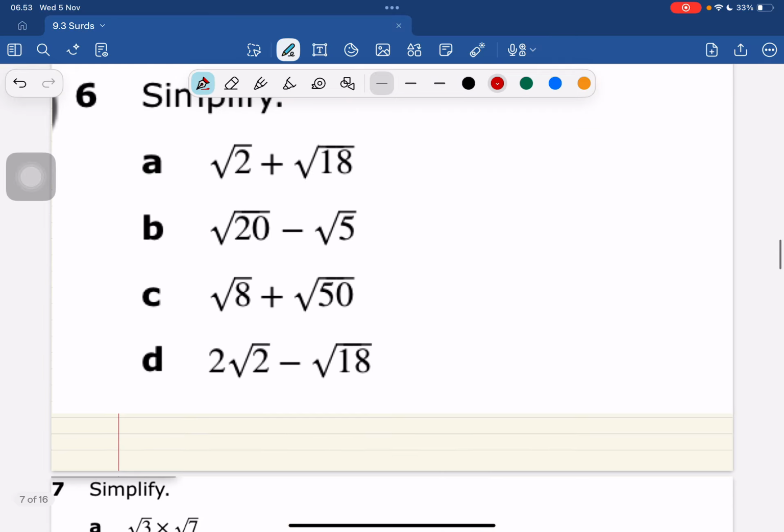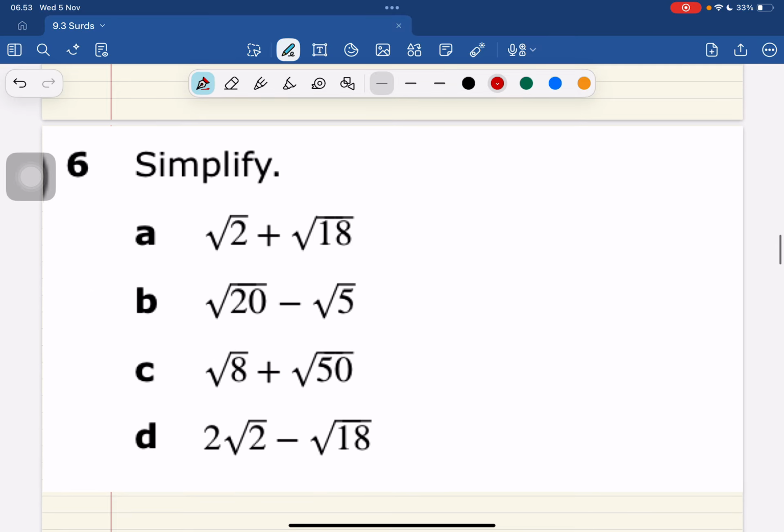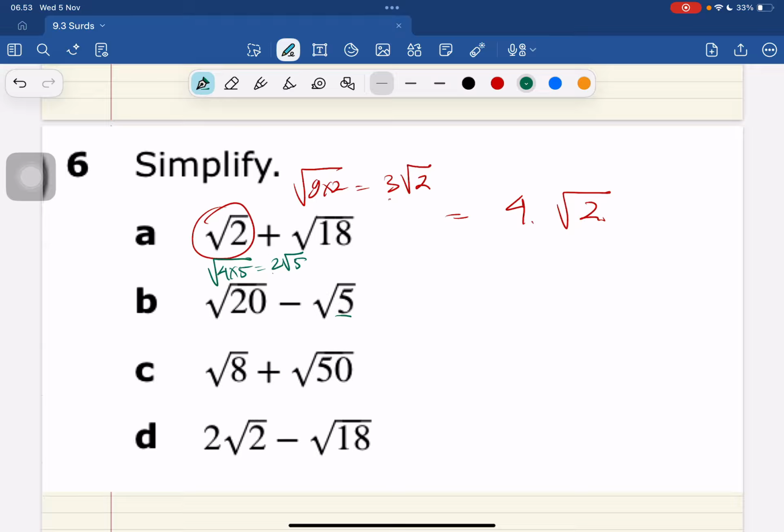There it is. Next, simplify it. Okay, first we got square root of 2 here. Now, square root of 18. This is 9 times 2, so this is 3 square root of 2. Okay, the square root stays. So 3 plus 1, which is 4. Next, square root of 20. Look here, 5. So this is going to be 4 times 5, which is 2 square root of 5. So 2 square root of 5 minus square root of 5 is square root of 5.